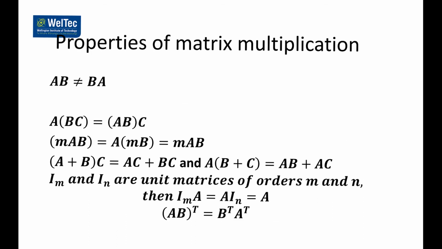More rules. Multiplication is not commutative. It is associative under multiplication. Multiplying by a number, a scalar, that all works. Expanding the brackets, that all works. And I, I_m and I_n are just unit matrices, and we need them to be units in orders m and n respectively.